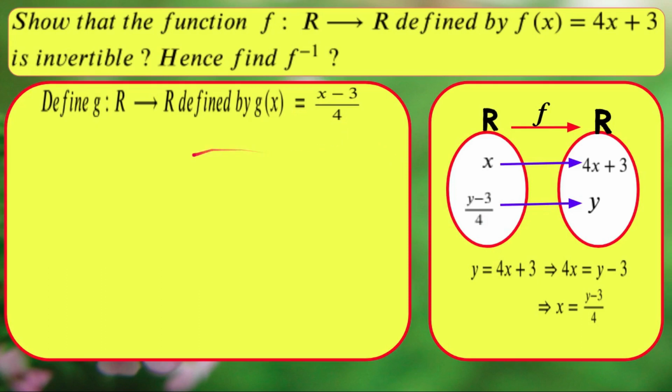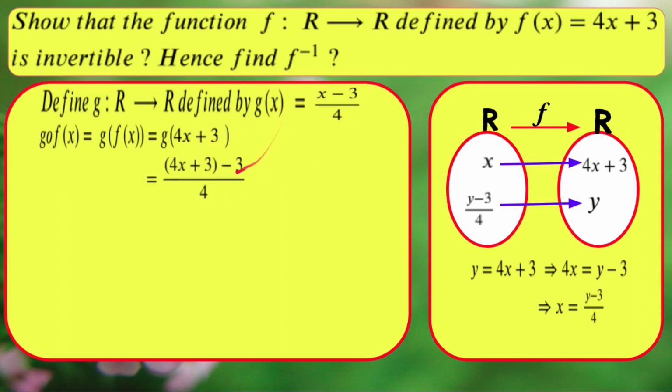Okay, now you take the composition. g composition f of x equal to g of f of x equal to g of 4x plus 3. What is g of x? (x minus 3) by 4. What is g of 4x plus 3? Replace x as 4x plus 3 like this. It is (4x plus 3 minus 3) by 4. That is x. 3 cancel, it is x. That is identity function. That means x mapped to x itself.